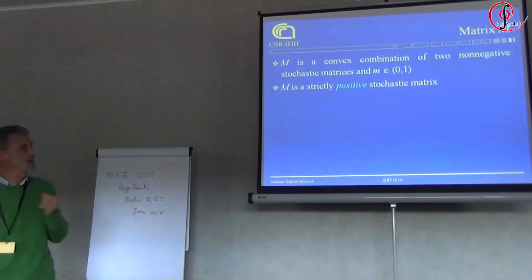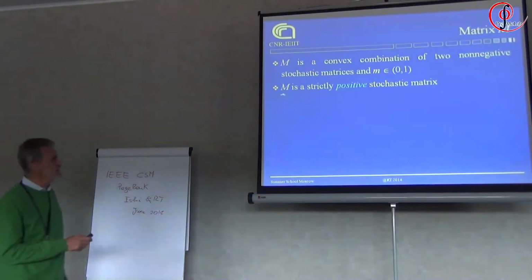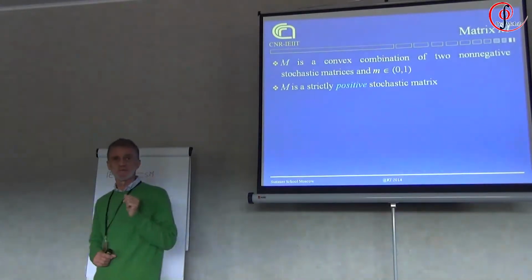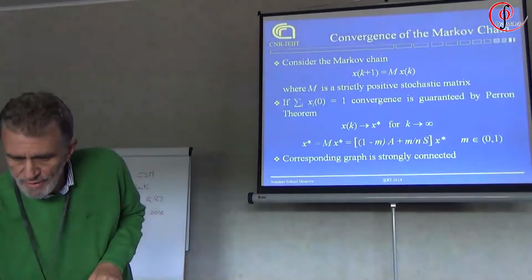So the matrix M has some interesting properties. M is a convex combination of two non-negative stochastic matrices, and m is in the open interval (0, 1). So it turns out that M is a strictly positive stochastic matrix, so all the entries of M are strictly positive. And that's an important point, because then we can invoke theorems.